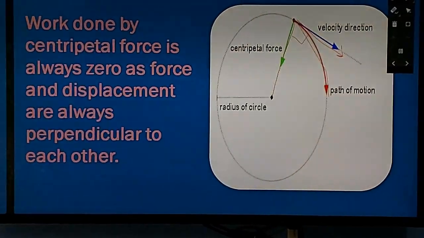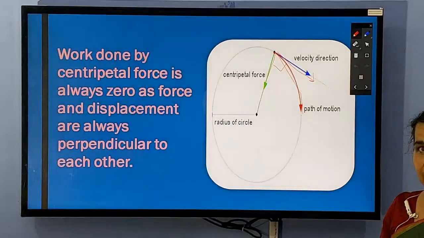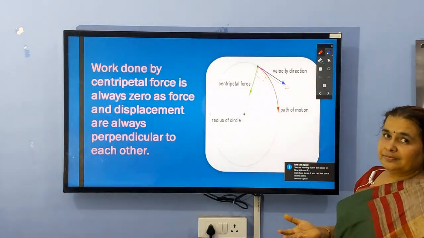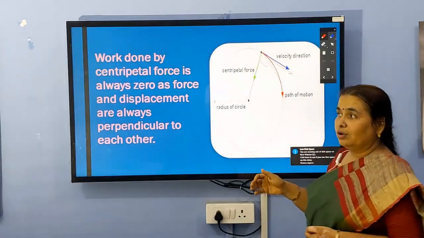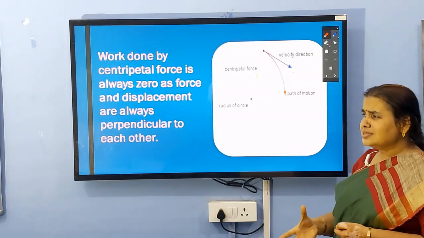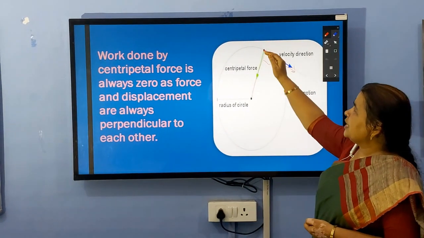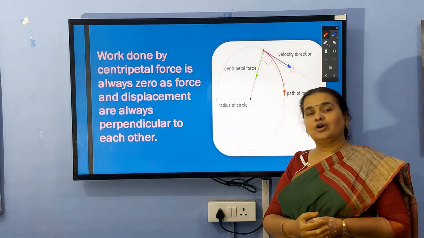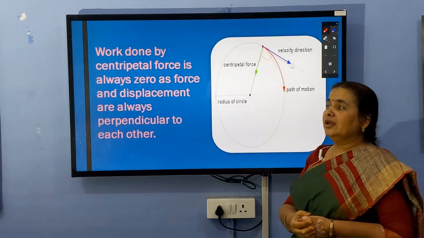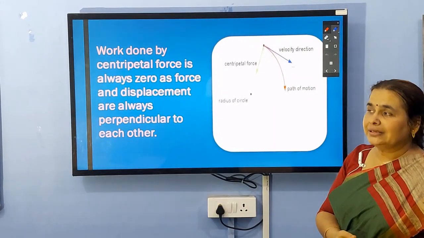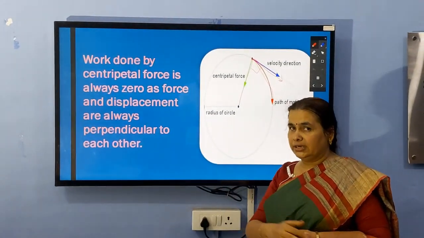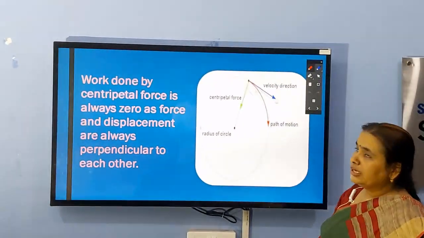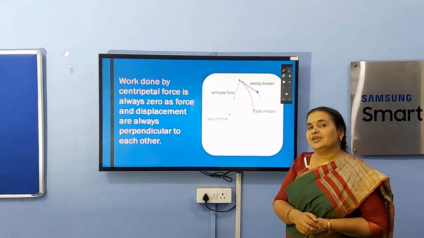So whether the revolution is 1 or 2 or 100, the work done is 0 of course. But if the revolution is half or 1/4 or 1/6 or whatever it is, the displacement and force are always perpendicular to each other. When a body is moving on a circular path, the work done is again 0 because cos 90 is 0. So the work done by centripetal force is always 0.